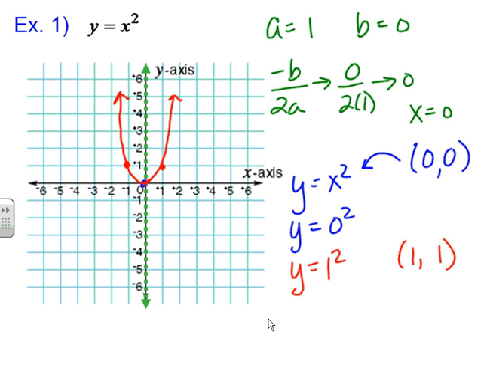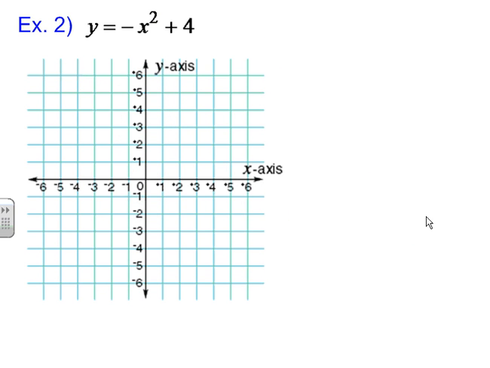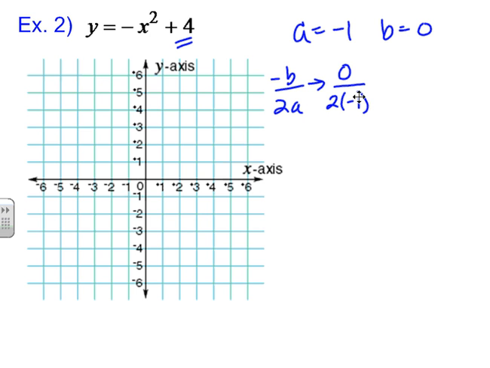Let's kick it up a little each time so we can see how it changes as we add things to it. So this will be our norm reference base, y equals x squared. Let's continue with y equals negative x squared plus 4. That negative tells us this is going to go down. It's not going to be floating up, it's going to be floating down. And this 4 tells us that our y-intercept will be at 4. Because a is negative 1, there is no b, so b is 0. When we're looking for the axis of symmetry, the opposite of 0 is still 0, so our axis of symmetry is x equals 0.